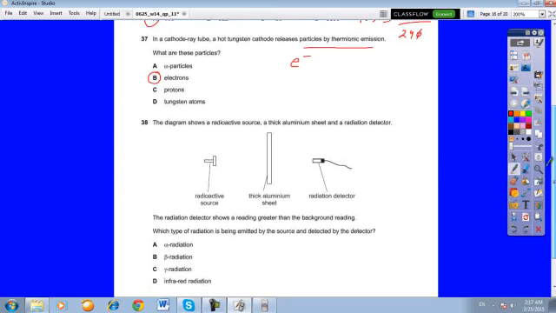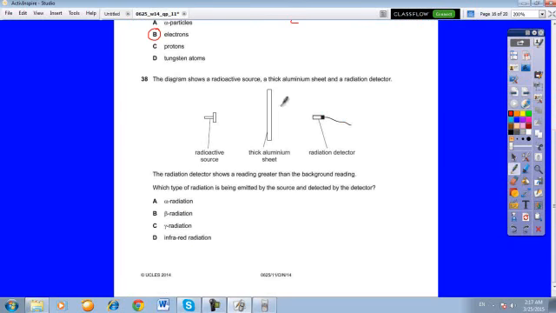The diagram shows a radioactive source, a thick aluminum sheet, and a radiation detector. The radiation detector shows a reading greater than background radiation. What type of radiation is being emitted by the source and detected by the detector? We know that radiations are alpha, beta, and gamma radiations. Alpha and beta are blocked by a thick aluminum sheet. Only gamma can penetrate through it. So the answer is C.